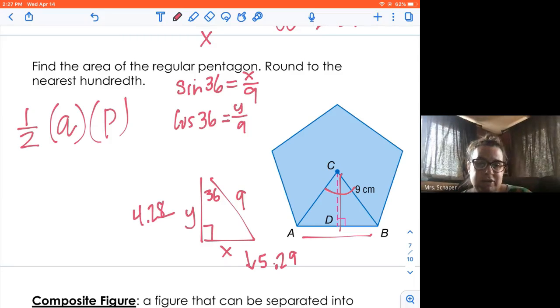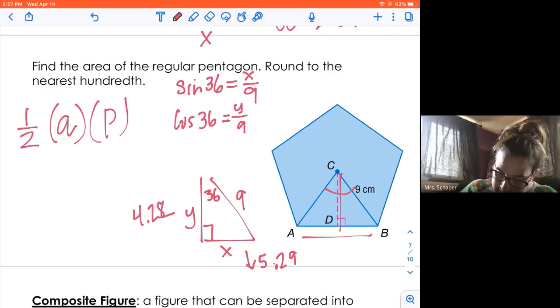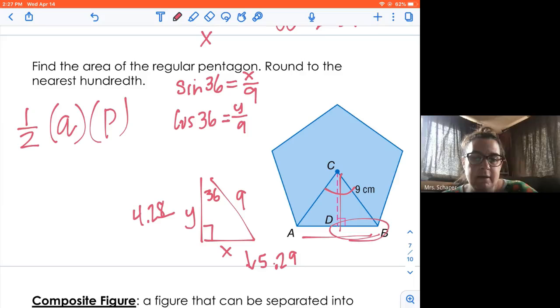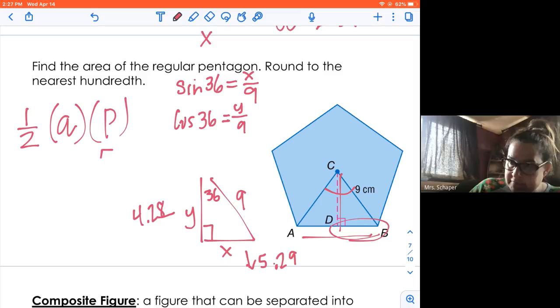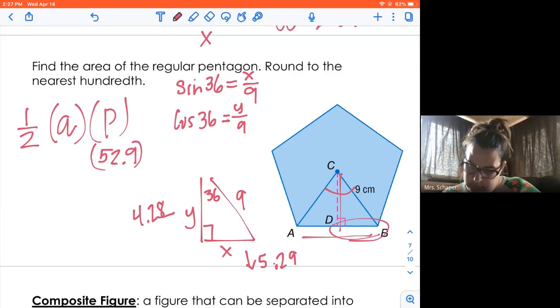So now what I need to do is I have the apothem and I can figure out the perimeter. So I'm using my trig functions from a few chapters ago. So if this distance is 5.29, and if I double it, I get 10.58, and there's 5 sides. So 10.58 times 5, my perimeter is 52.9.